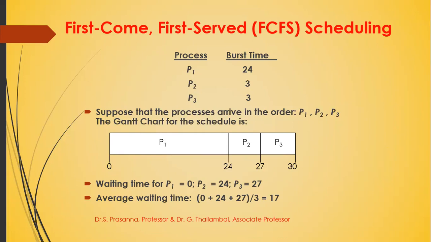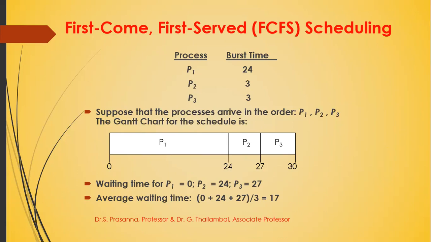From 24, if you add 3, 27 is the stopping time of P2's execution. And you add 3 more burst time for P3 to be executed. So 27 plus 3 is 30. The stopping time of process P3 is 30. So P1 executed till 24 milliseconds, P2 executes from 24 till 27 milliseconds, and P3 starts its execution at 27 milliseconds and ends at 30 milliseconds.